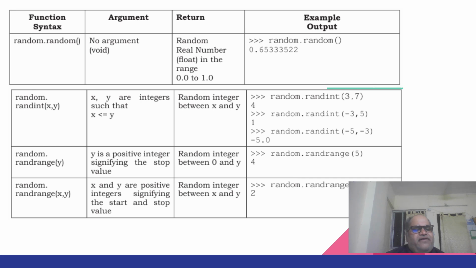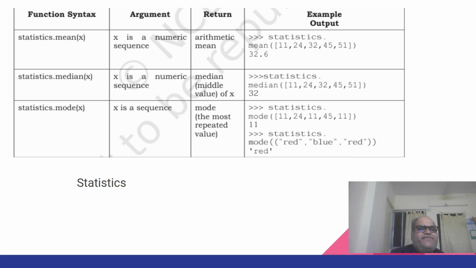And when you use randrange with x and y, in this case you'll get a number between x and y. The ones you should make yourself comfortable with are random.random and random.randint. These will be needed in several scenarios. And then the third most important for you will be statistics. You can import statistics, and then you can use mean, median, mode, and many others.